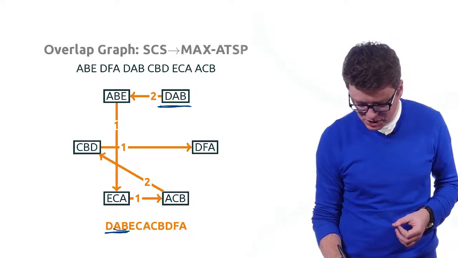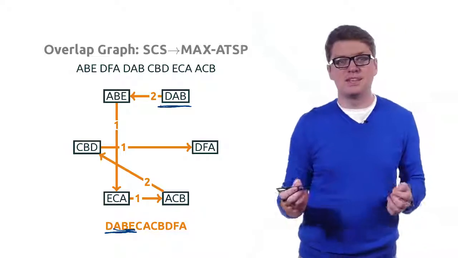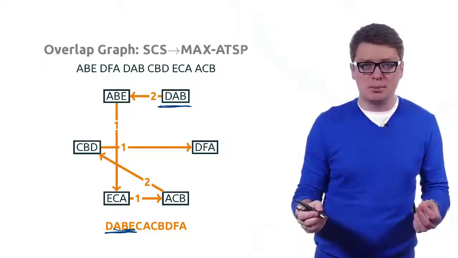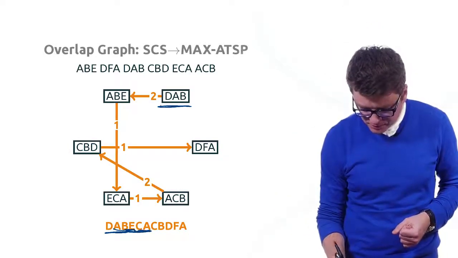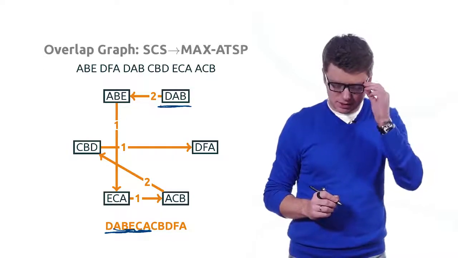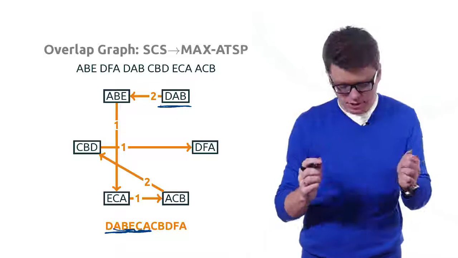So we add just E to this string. Okay, then from ABE we go to ECA, and we know that the overlap is equal to 1, which means that we just append CA. Just instead of appending 3 symbols, we append 3 minus 1 symbols, and so on.